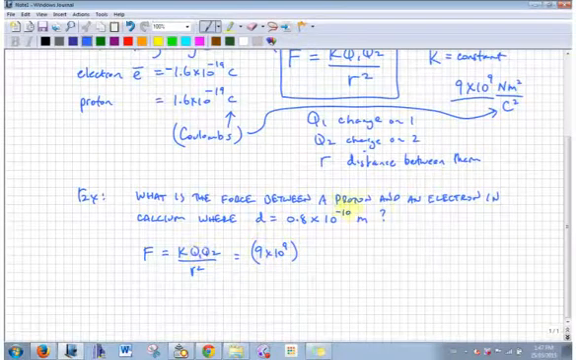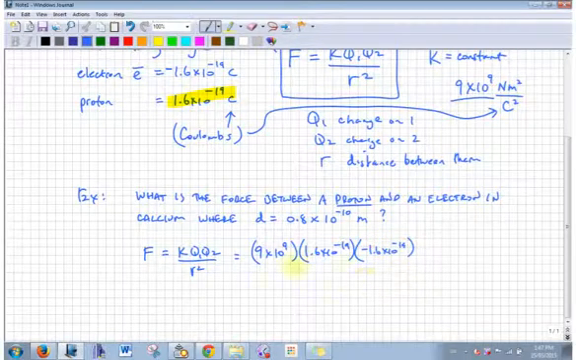What is Q for a proton? That's our elementary charge, 1.6 times 10 to the minus 19 coulombs. What's that for an electron? Same thing, only the charge is negative. The distance between them is 0.8 times 10 to the minus 10. Don't forget to square it.